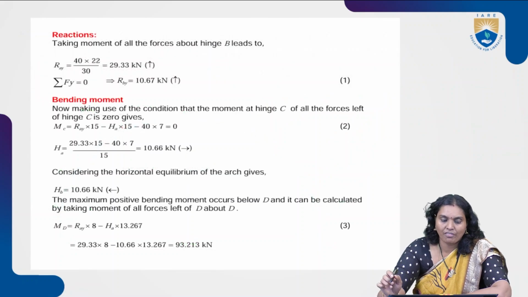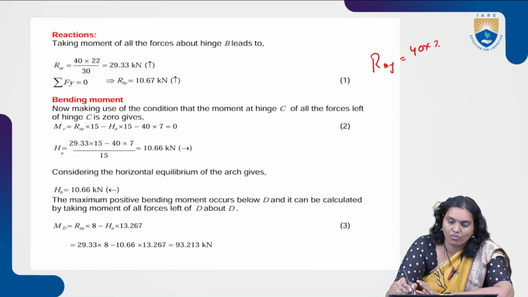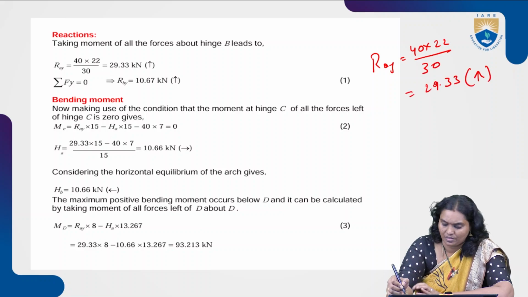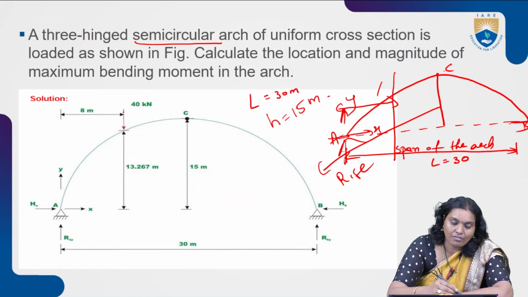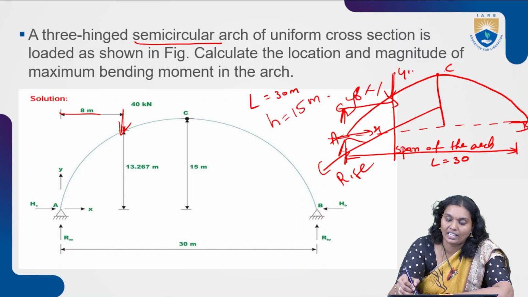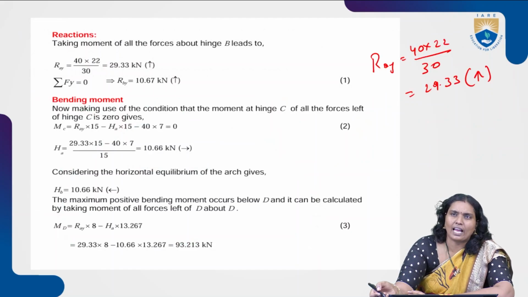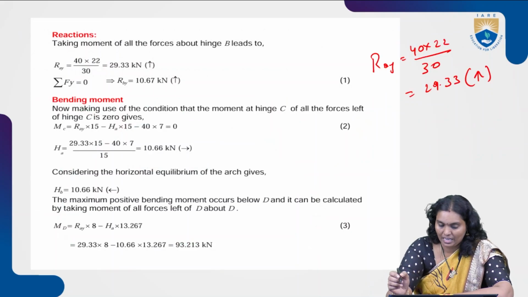So this is the given data. We have to understand taking moment of all the forces about hinge B leads to, so that is equal to, once we consider these reactions from hinge B, RAY is equal to 40 into 22 by 30, that is equal to 29.33 upwards. Because here the 40 kilonewton load is applied from X, from here X is equal to 8, here the load is acting, that is equal to 40 kilonewton. So we are going to calculate 40 into how much the remaining portion.